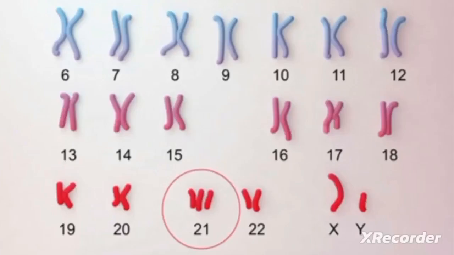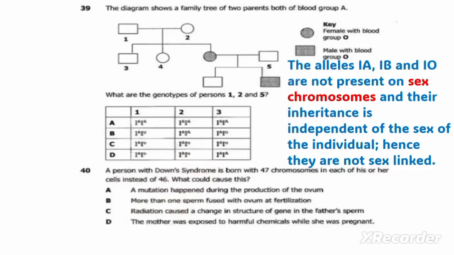So the one that will cause chromosomal mutation is the one that will cause Down syndrome. So Down syndrome will be caused by mutation. So mutation causes Down syndrome. So in this video, by the way, we are done with this paper. We are done with this.